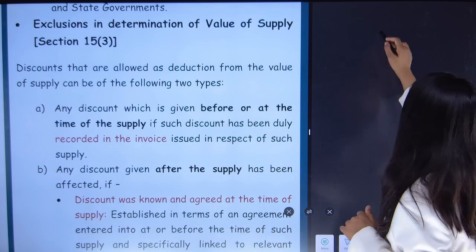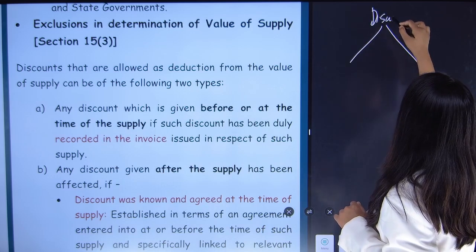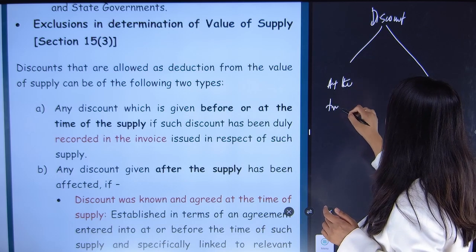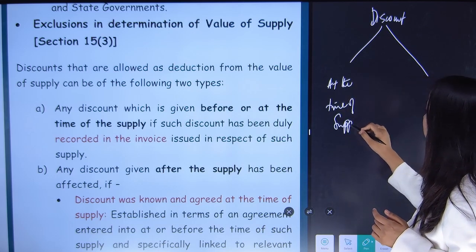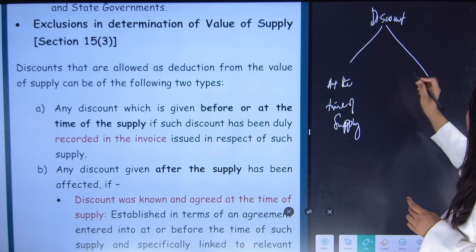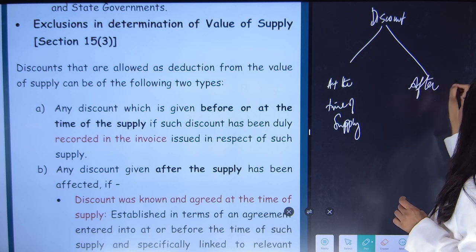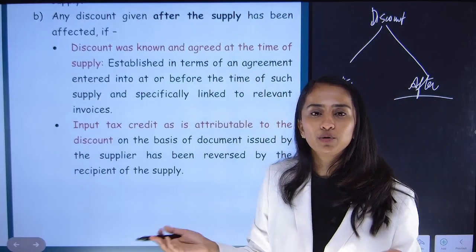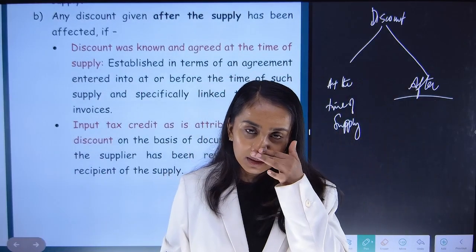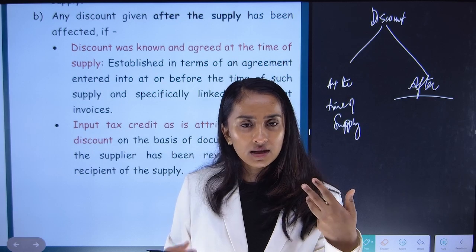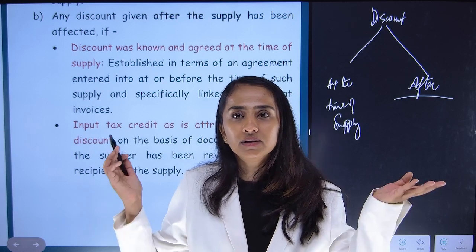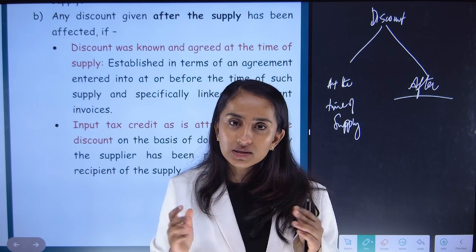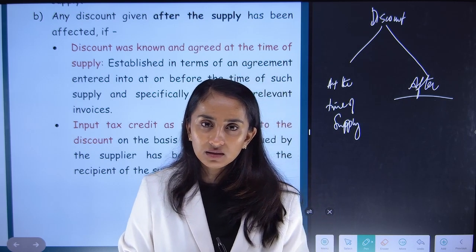Discount is under two conditions. If it is agreed at the time of supply, or discount is agreed after the time of supply. See, after the time of supply is affected. So let's say I brought the laptop, I brought everything. Let's say I gave 50,000, brought the laptop, everything. Now all of a sudden the company announced some discount. So can I reduce this 10,000 from my GST transaction value?